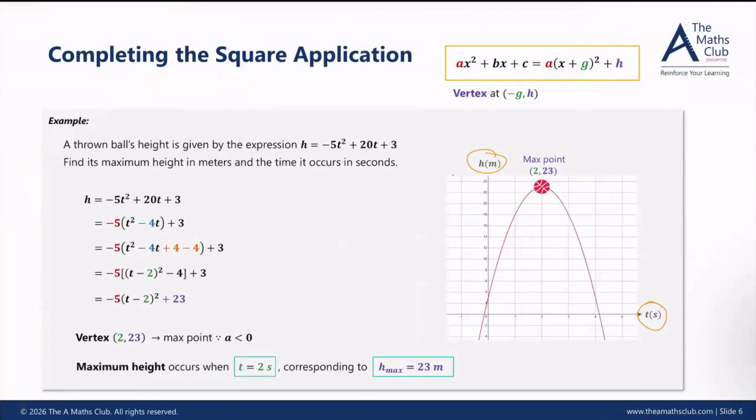Next, let's take a look at an example of completing the square application. The thrown ball's height is given by the expression h equals minus 5t squared plus 20t plus 3. Find its maximum height in meters and the time it occurs in seconds. If you look at the horizontal axis, it will be given by t in seconds, and the vertical axis given by h in meters.